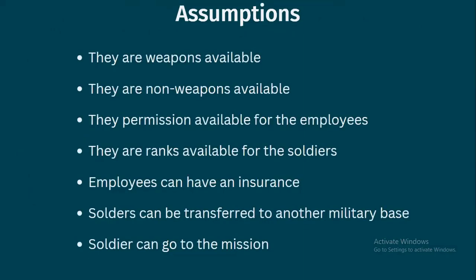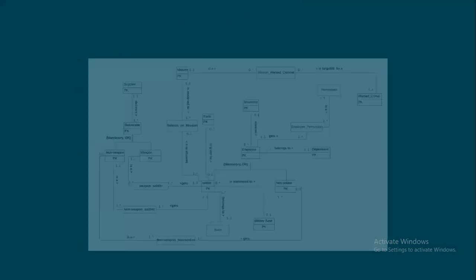In this database, I'm assuming that there are weapons available for the soldiers and there are non-weapons available for employees. The permission is also available for the employees and the ranks are also available for the soldiers. I'm also assuming that an employee can have insurance. I'm also assuming that soldiers can be transferred to another military base. Lastly, I'm assuming that a soldier can go on a mission.